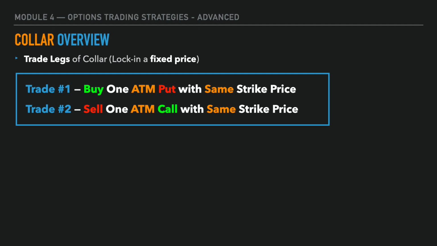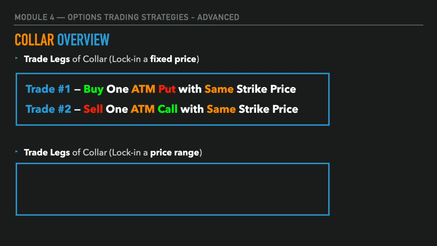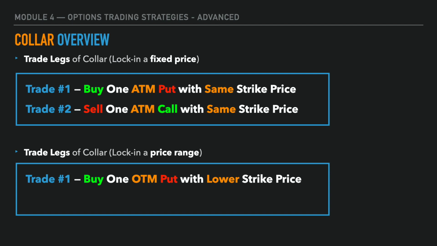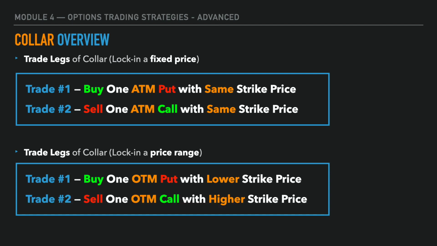But I have to highlight that in the real world of investing, very rarely will you see people lock in a very specific fixed price. More usually, investors use a collar to lock in a price range, and this is how you do it. First, you buy one out-of-the-money put option with a lower strike price, and then you sell one out-of-the-money call option with a higher strike price. These two different strike prices will be the price range that you can lock in on your underlying stock position.